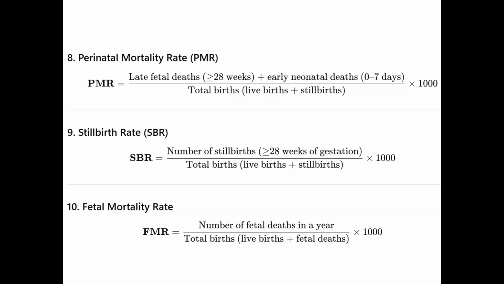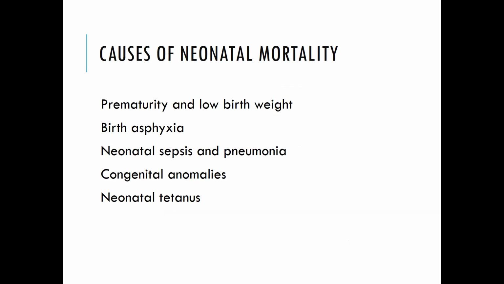On number 9 we have the stillbirth rate. Here we keep only one indicator, that is the number of stillbirths, or deaths that occur at or after 28 weeks of gestation, and in the denominator we have the same total births, live births plus stillbirths. In the fetal mortality rate, we keep the numerator as the number of fetal deaths in a year, divide it by the total births, live births plus fetal deaths, and multiply with a multiplier.